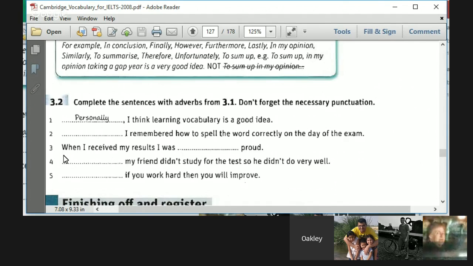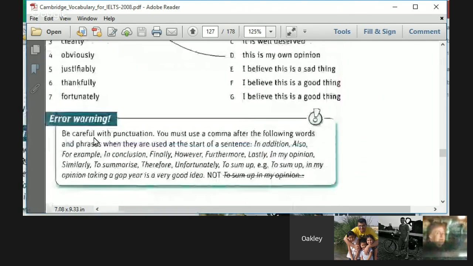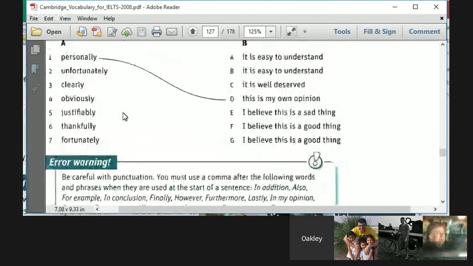Number 3. When I received my results, I was obviously proud, because everybody knows that I'm very clever on all the exams. Is that right? Very funny. Yes, okay. If that's your meaning, you explained your meaning, and yes, that's true.